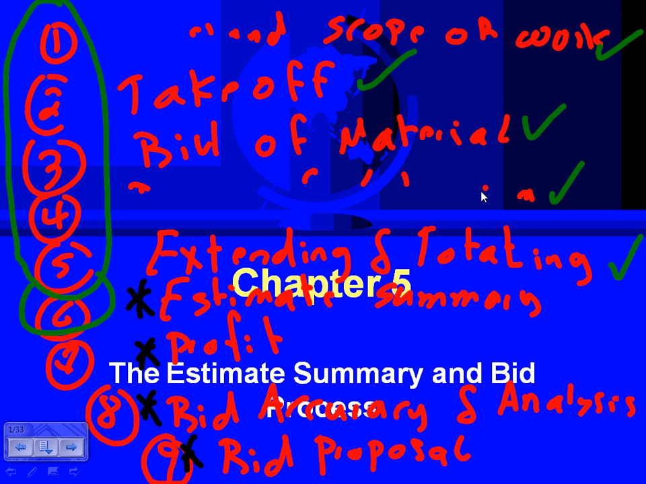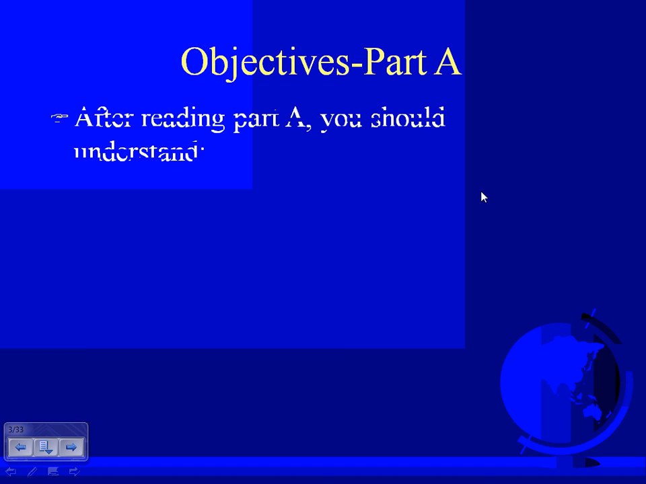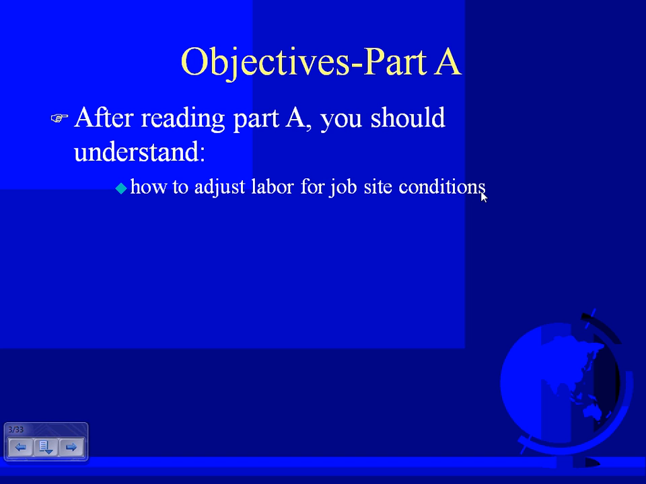So what we're going to be doing today, Zach, my friend, is we're going to talk about the estimate summary and bid proposal, which is the last 6 things in this step. The last 6 things. The first thing, estimate summary. A few things you need to know.